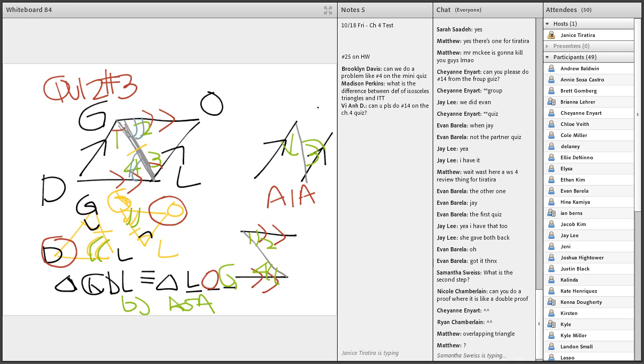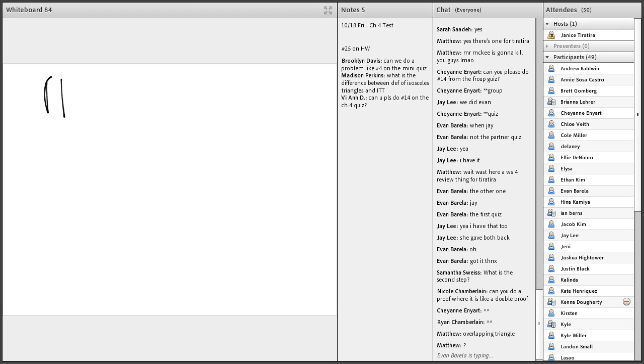So let me erase these. Okay, Brooklyn, number 4 on the mini quiz. Where's my mini quiz? Oh, this will answer your guys' question. This is the overlapping one. So, oh shoot, I'm going out of order. Let me do 25 first, just because that person's been waiting for a long time. 25. Let me go to that page. And number 25. Oh, okay. This one won't take as long as the overlapping, so I'm glad I did 25. This is the homework number 25 from the textbook.